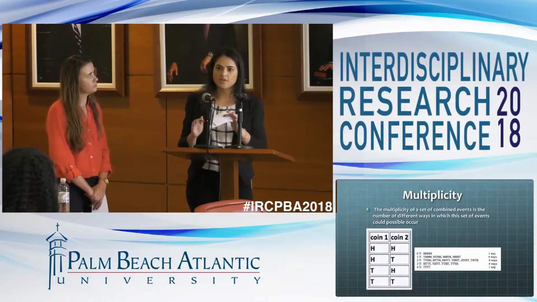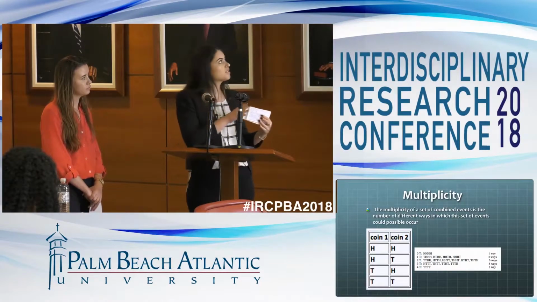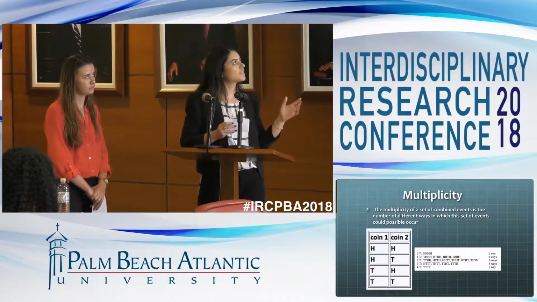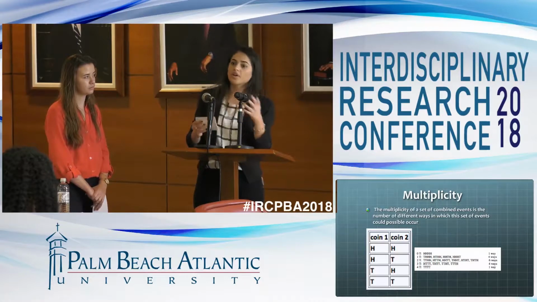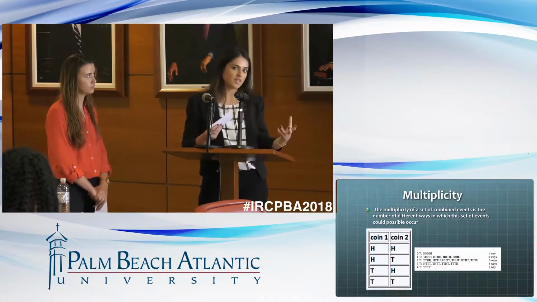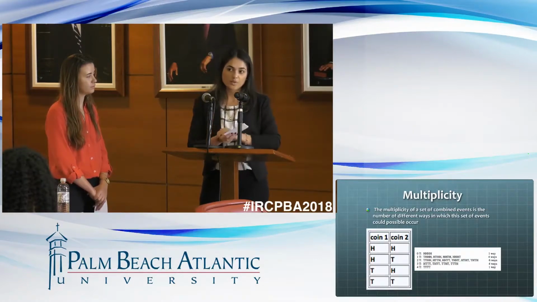So to help understand the relationship between entropy and temperature, multiplicity has to be introduced. So multiplicity of a set of combined events is the number of different ways in which the set of events could possibly occur, or the number of ways you can arrange these events. So we have 2 simple examples to start off with using coins.